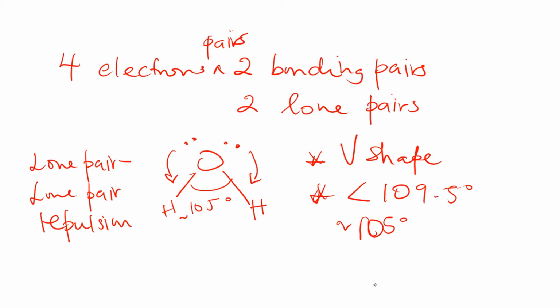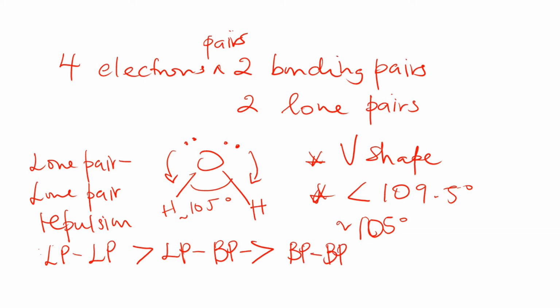So the repulsion that we learned about: in ammonium ion, you have bonding pair repulsion. In ammonia, we saw lone pair bonding pair repulsion, and in the water molecule, we're seeing lone pair repulsion. So lone pair repulsion is actually the strongest one. So you have lone pair repulsion, then lone pair bonding pair repulsion, and then bonding pair repulsion.